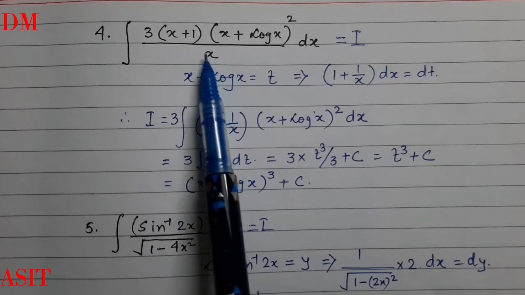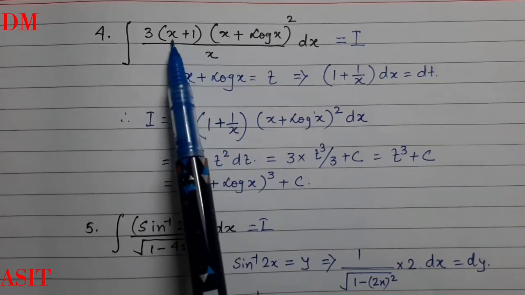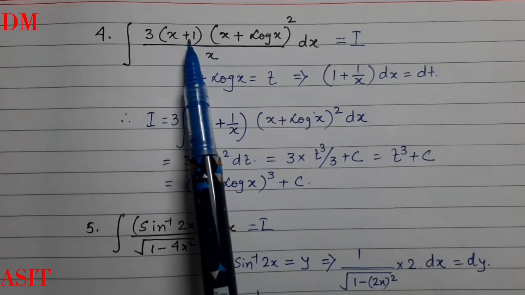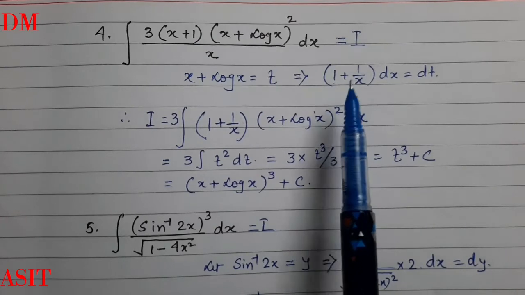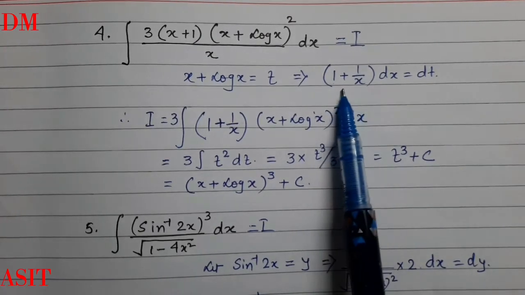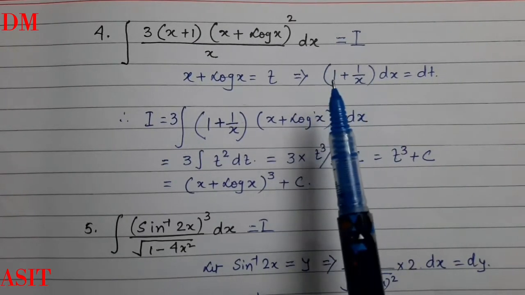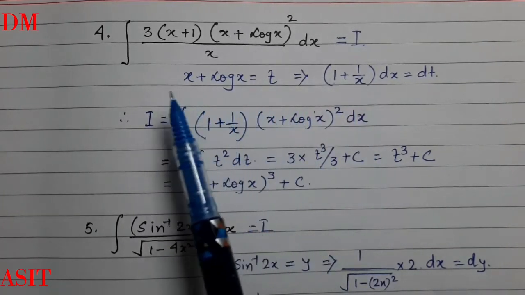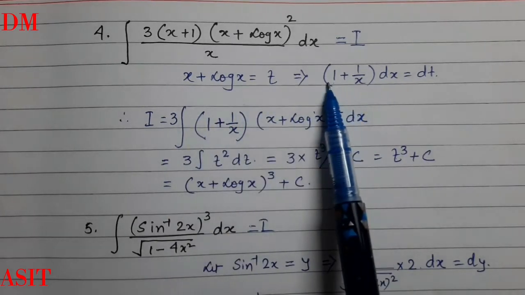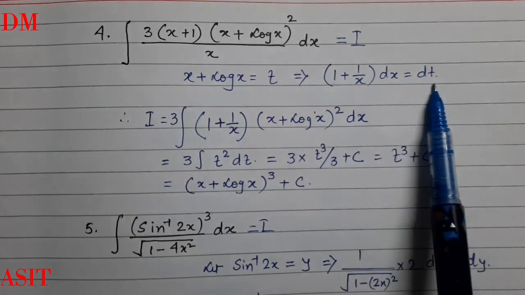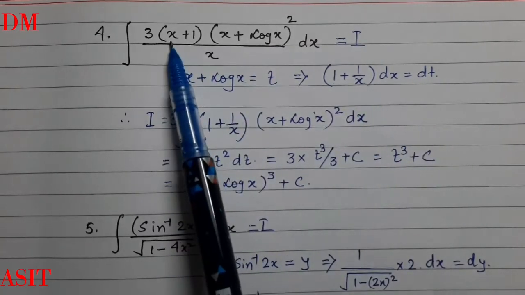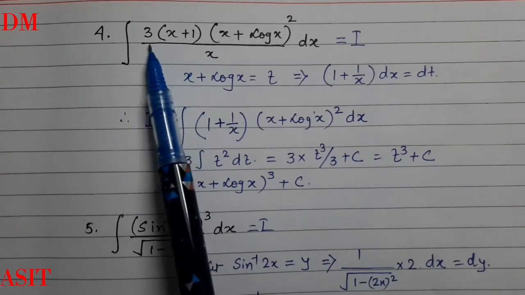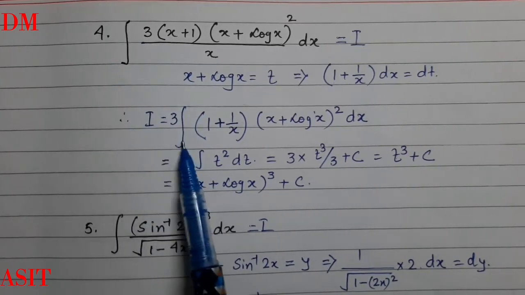Now if we give this x to this factor and distribute this x, then it will be 1 plus 1 by x. See, 1 plus 1 by x is there. So you have to see the function and judge what the proper substitution should be. That is why you have to practice more. Now if I take x plus log x equals t, then 1 plus 1 by x dx will be dt. This 3 will come outside.